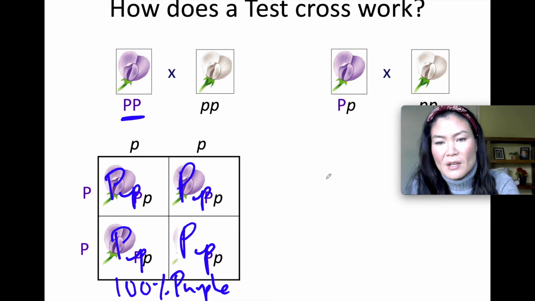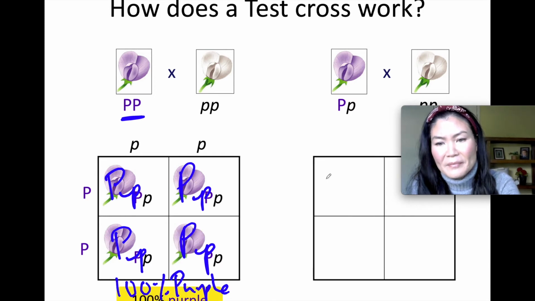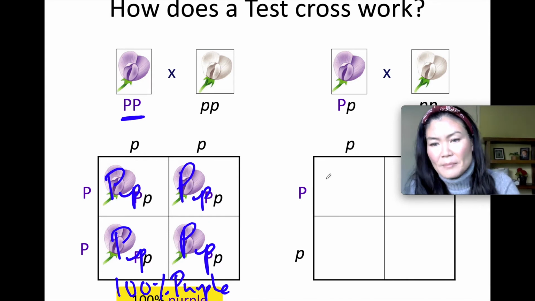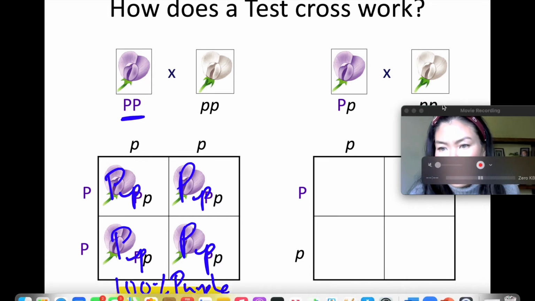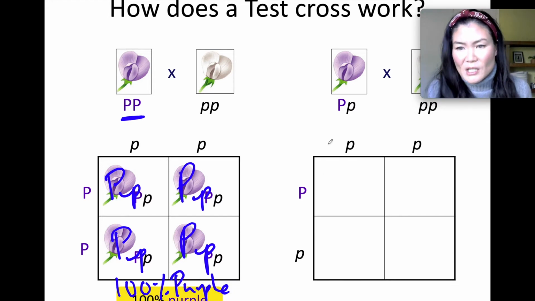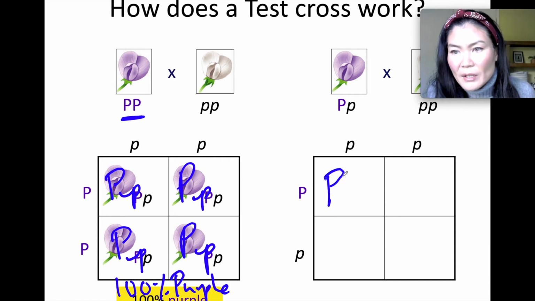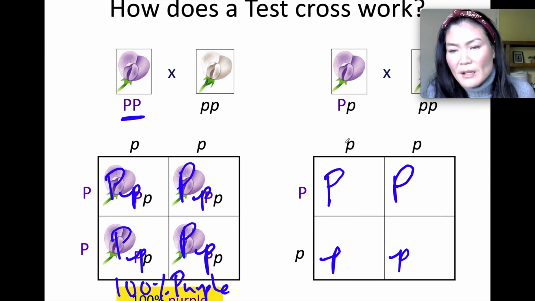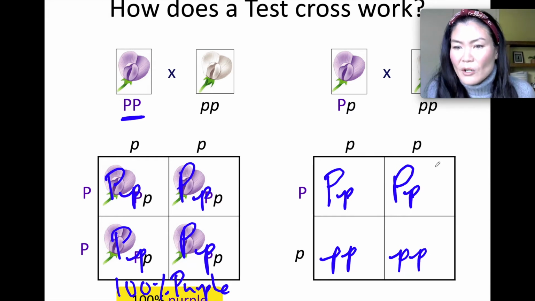Okay, now for the next one. But for the next one, if it's heterozygous, so here's the heterozygous genotype. I'm going to bring the big P across. I'm going to bring the little p across. And then I'm going to bring these little p's down. And what do I get?